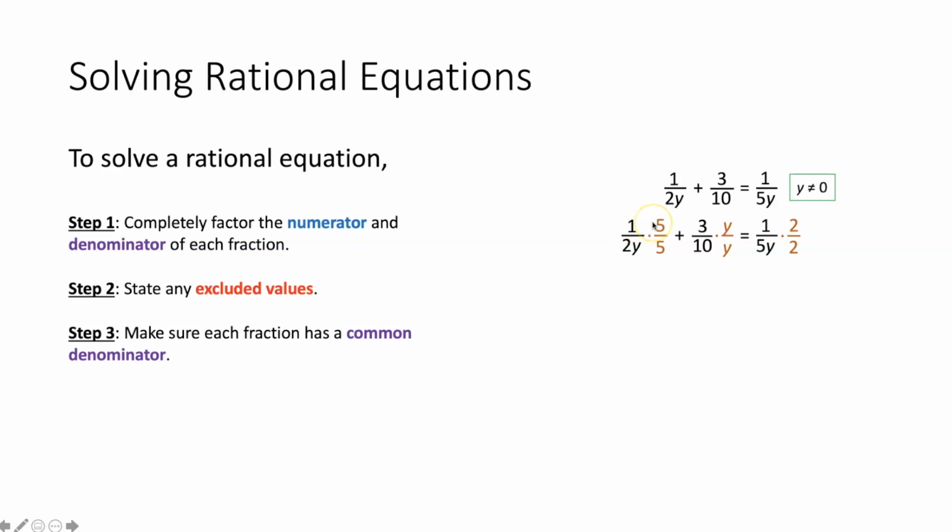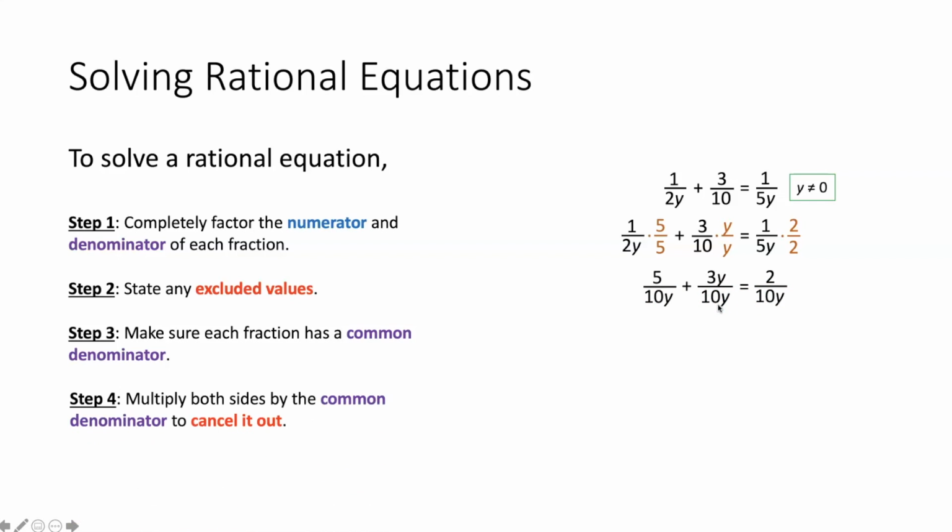1 times 5 is going to give you 5 in our numerator, and then 2y times 5 is going to give you 10y. Then plus, and over here, 3 times y is going to give you 3y in our numerator, and then 10y in our denominator. And then lastly, 1 times 2 is going to give you 2 in our numerator over here, and then 5y times 2 is 10y. Now you see, each denominator is exactly the same. We have a common denominator with each fraction.